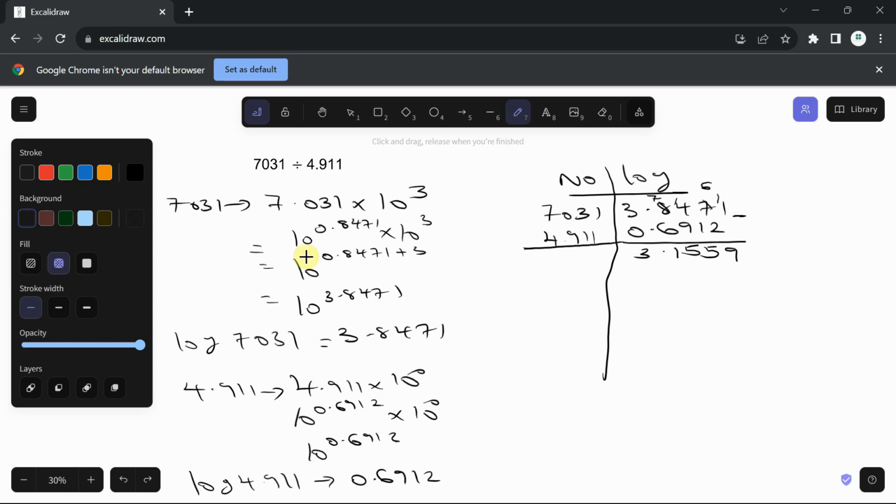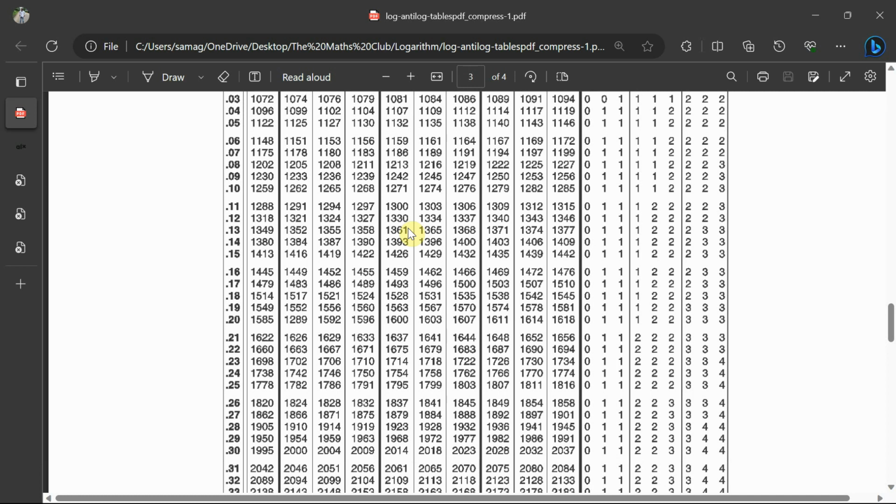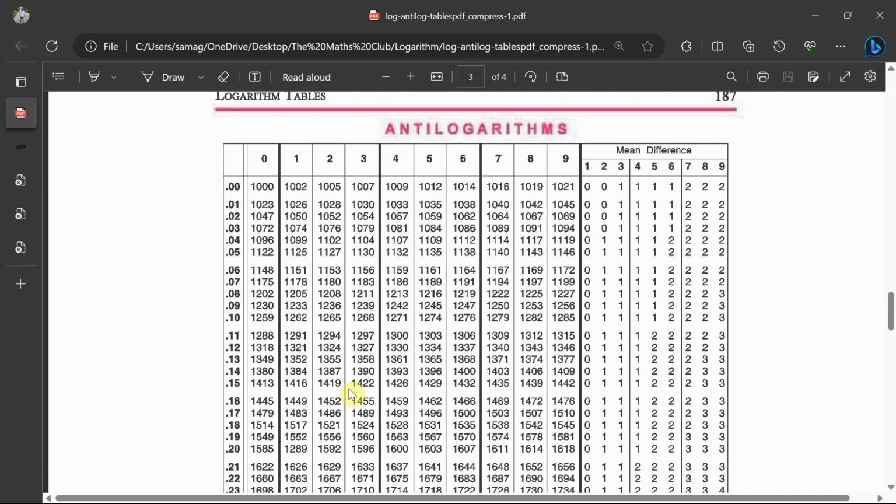So this value now, we want to convert it to the number. So I'll use my anti-log table. So this 3.1559, we split this into its components. This is 10 raised to the power of 0.1559 times 10 raised to the power of 3. So I'll go to my anti-log table and find 0.15 under 5 difference 9. So 0.15 under 5, this is 1429. Difference 9 is 3. So this will be 1429 plus 3, which is 1432.